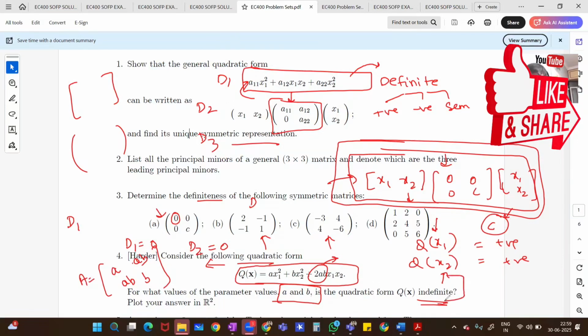And now it is asking me if it is indefinite, what is the value of A and B? So what will happen? You will find out firstly D1, which is A, then D2, which is AB minus a square b square. So you can then take AB common for indefinite, with a less than 0 and greater than 0, and then you will join both of their inequalities. And you will say that for indefinite, it should lie in between these two. And then you have to plot.